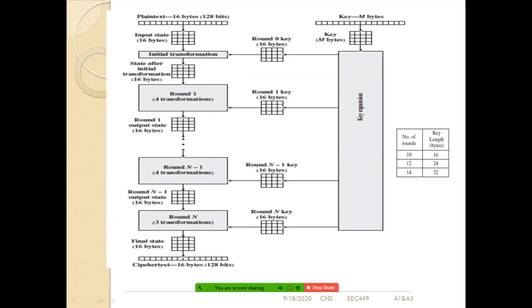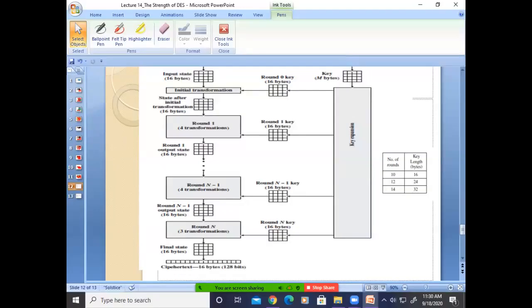Now, I will explain just the block diagram in today's class for now. In detail, we'll see after the mid exam. See here, this is the input block or input plain text. Here, the 128 bits will be converted into 16 bytes in a 4x4 matrix. So something like this.